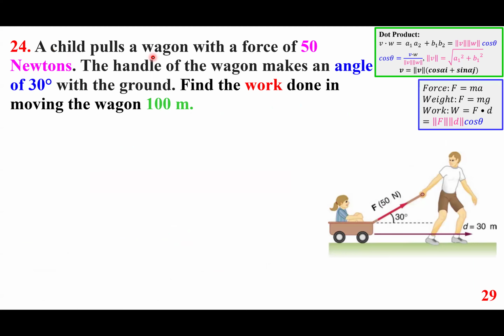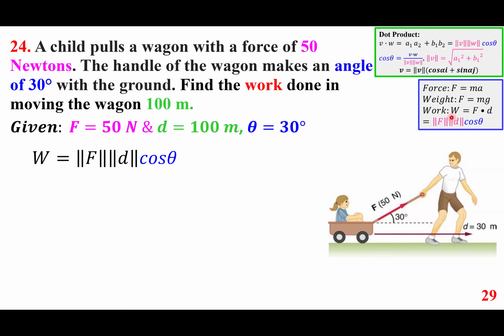A child pulls a wagon with a force of 50 newtons. The handle of the wagon makes an angle of 30 degrees with the ground. Find the work done in moving the wagon 100 meters. And now the same stuff, the force is 50, the distance is 100, but theta is no longer 0, but rather 30 degrees, which means we have to use this one, everybody. We use this formula. And of course, theta is 30 degrees.